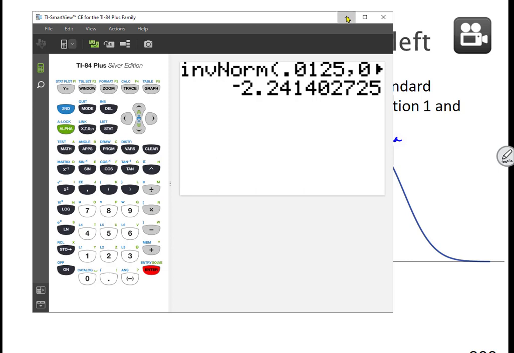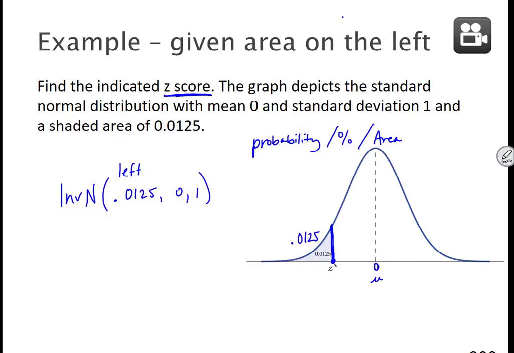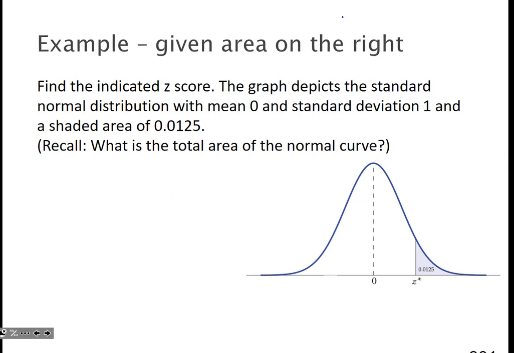2.24. Remember, z-scores are almost always 2 decimal places. And again, double check that it fits with the picture that you have. 0 is in the center. We were looking at a z-score on the left-hand side, so it had to be a negative number. That makes sense. However, let's look at another picture.